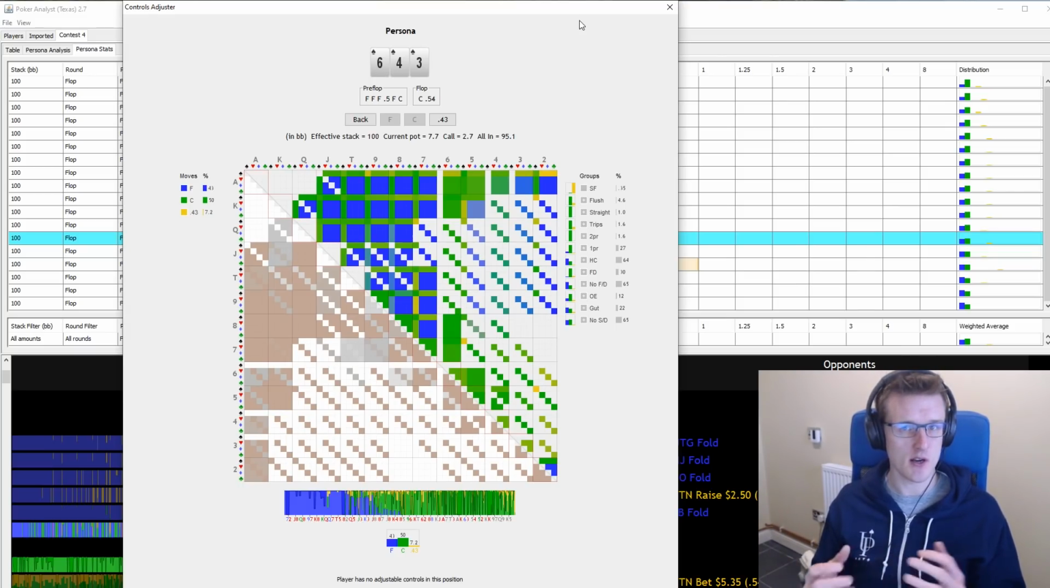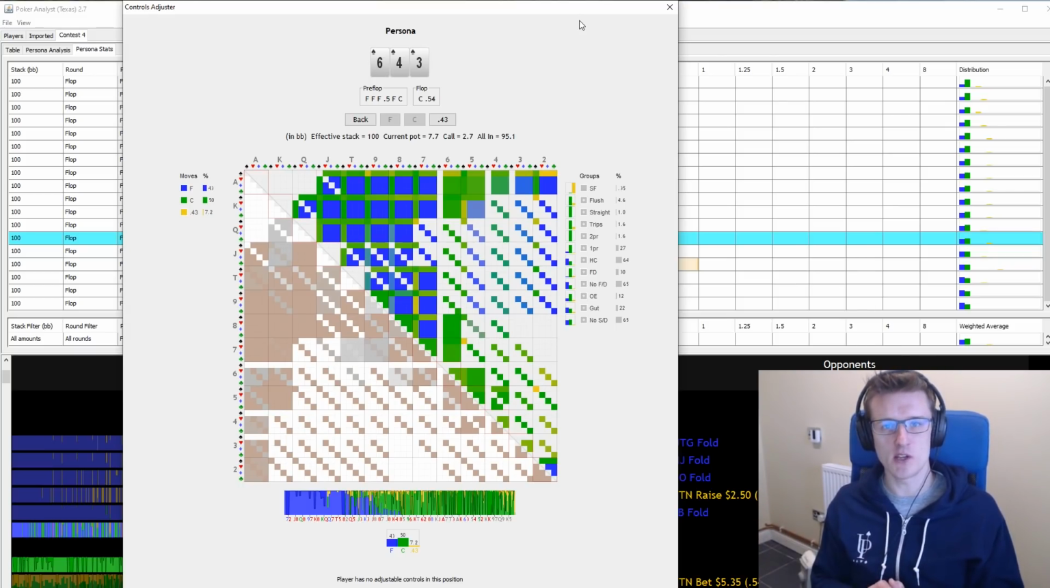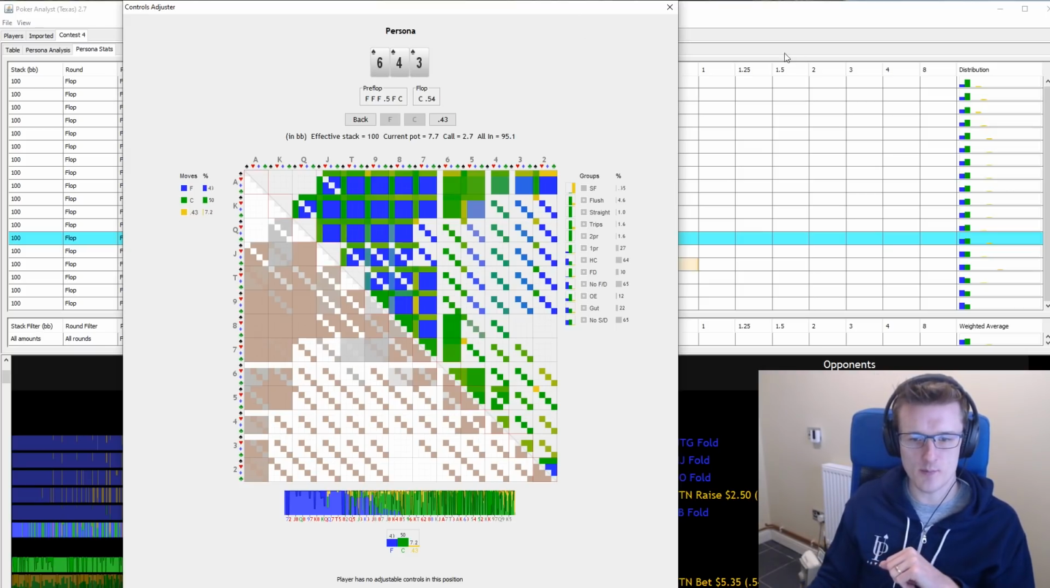So the overall concept is very important and universal across all monotone flops. You're never going to find a monotone flop, button versus big blind, where you just want to be check raising all your two pairs and loving life. Not going to happen. So yeah, I think that's going to be good.